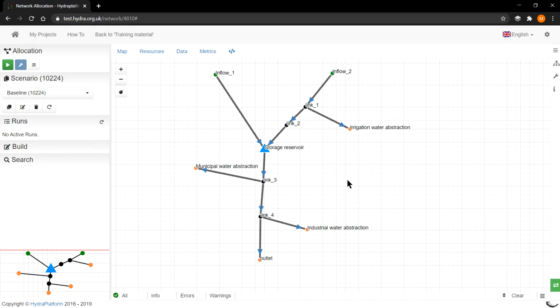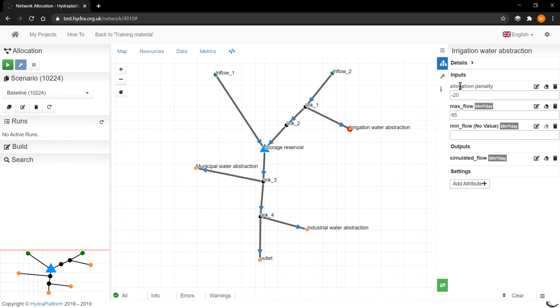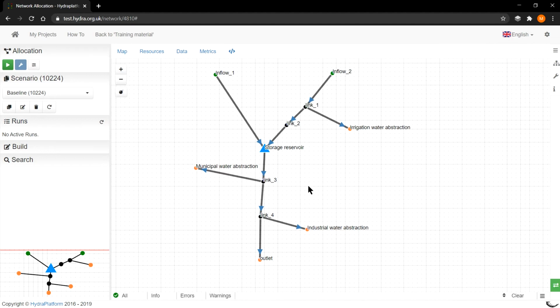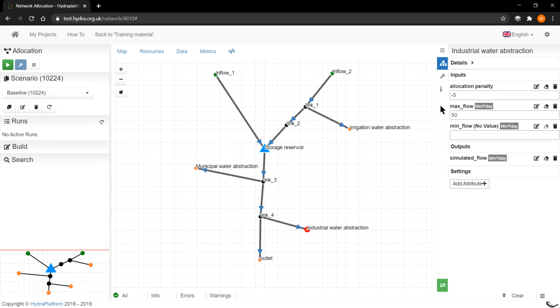Each of the three water abstraction nodes is populated with a water allocation penalty. These penalties determine water allocation priorities at each time step. Assigning a negative penalty increases the water allocation priority. For example, the irrigation water abstraction node has a higher water allocation priority than the municipal water abstraction node. This is because the allocation penalty of the irrigation node is -20, whereas the allocation penalty of the municipal node is -10. The industrial node has the lowest water allocation priority because its allocation penalty is -5.